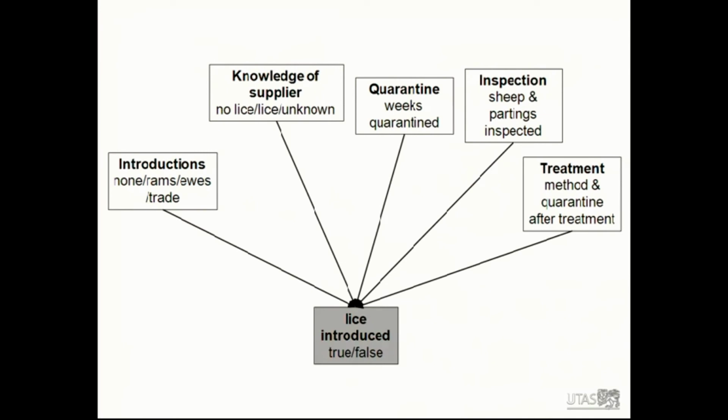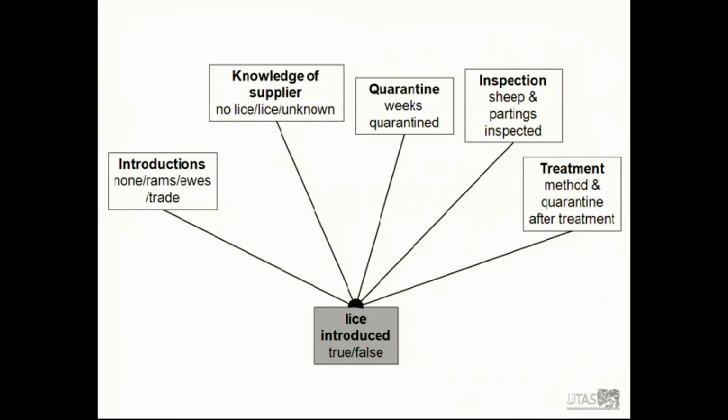We had to look at whether you actually deliberately brought in animals that had lice on them, so we consider whether you introduced any sheep, whether you know anything about the people you were buying them from, whether they're likely to have lice or not, and then if you did get sheep in, you might or might not have quarantined them for a while, long enough for lice to show up. You might have inspected them to see if they have lice, or you might have treated those sheep.